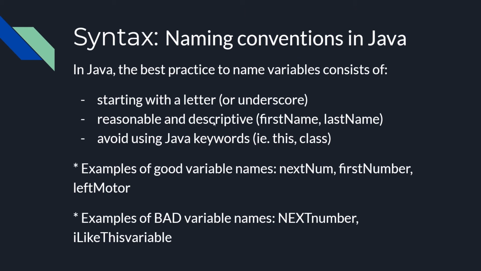And we're going to continue on with the syntax. And now this is naming conventions in Java, and this is one of the most missed things in Java. The best practice for naming variables is that it needs to start with a letter that is lowercase. It needs to be reasonable and descriptive, so that when other programmers look at your code, they can understand it. And you need to avoid using Java keywords. Now, you can look at the examples of good variable names: nextNum, firstNumber, leftMotor. You can see how it starts with a lowercase, and then when you go to the next word, it is uppercase.